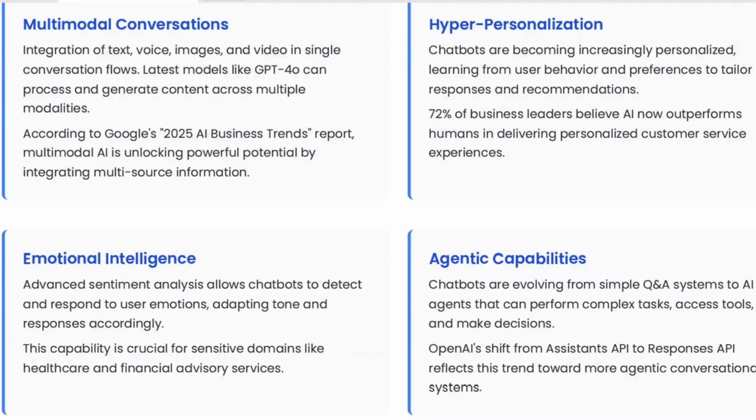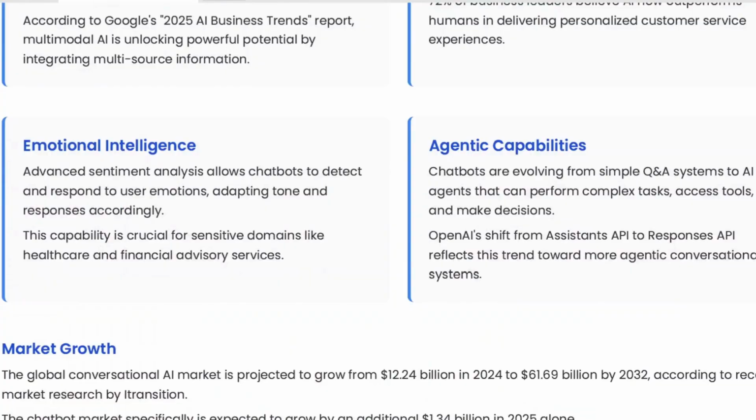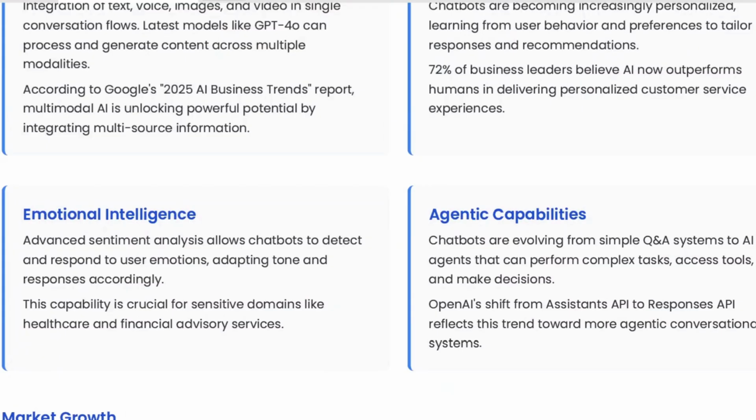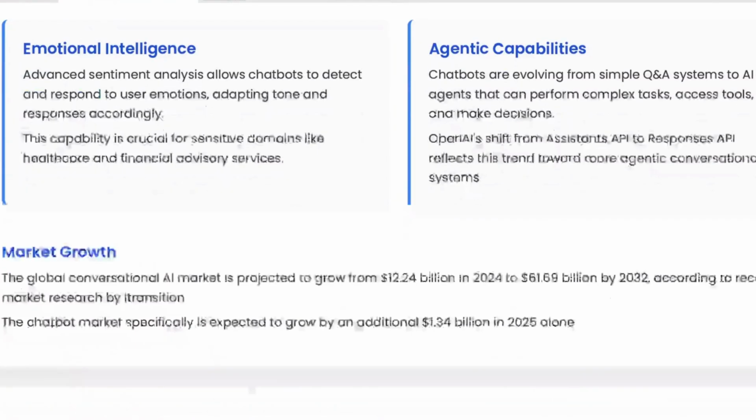We also have emotional intelligence. Advanced sentiment analysis allows chatbots to detect and respond to user emotions, adapting tone and responses accordingly. This capability is crucial for sensitive domains like healthcare and financial advisory services. And then we have the most advanced, agentic capabilities. Chatbots are going from simple question-answer systems to AI agents that can perform complex tasks, execute and make decisions. OpenAI's Assistant API and Responses API reflect this trend towards more agentic conversation systems. This is also a buzz today.